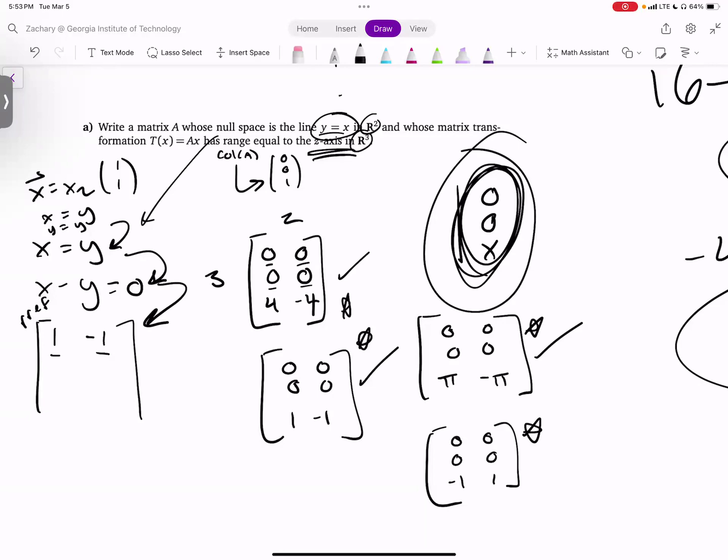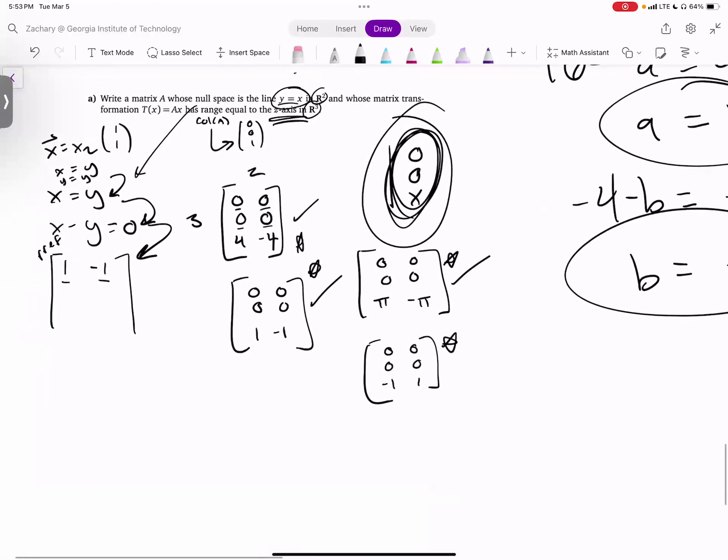Yes, but how do you know the first two are 0 again? To be on the z-axis, think in 2D, right? If you're on the x-axis, that means your y is 0. If you're in 3D and you're on the x-axis, your y and your z are 0, right? To be on an axis means everything else is 0. Oh, okay, thank you. Cool.